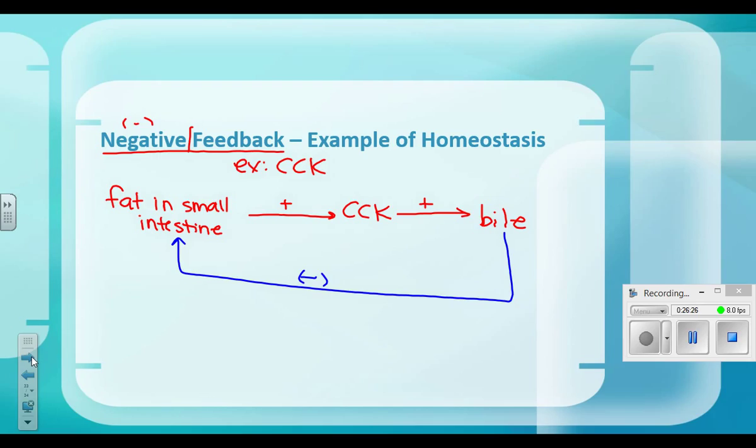So if I were to ask you about homeostasis for your digestive system, you could talk about insulin and glucagon regulating blood sugar. You could talk about the acid in the stomach and the buffers and bases maintaining pH. Or you could talk about negative feedback. All of those would be legitimate examples of homeostasis.